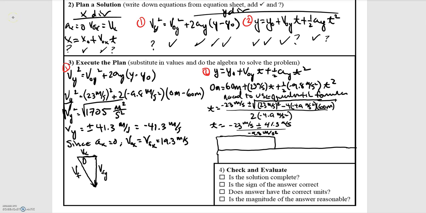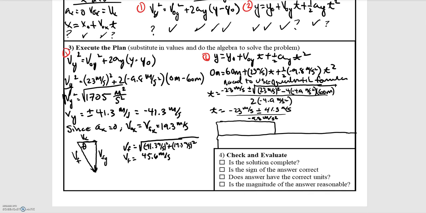And then this is the angle that the final velocity is traveling at below the horizontal. And so since this is a right triangle, we obtain the magnitude of the final velocity by using the Pythagorean theorem, where we square both of the sides and take the square root. And so we find a final velocity of 45.6 meters per second.